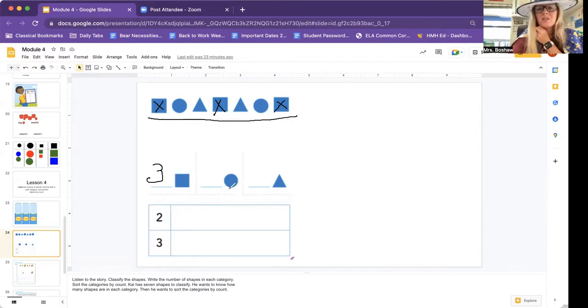Okay, let's count the circles. Is this a circle? 1, 2, what? Stop. Oh, that's a triangle. Silly me, silly math wizard. You're right. Let's go back. 1 circle, not a circle.